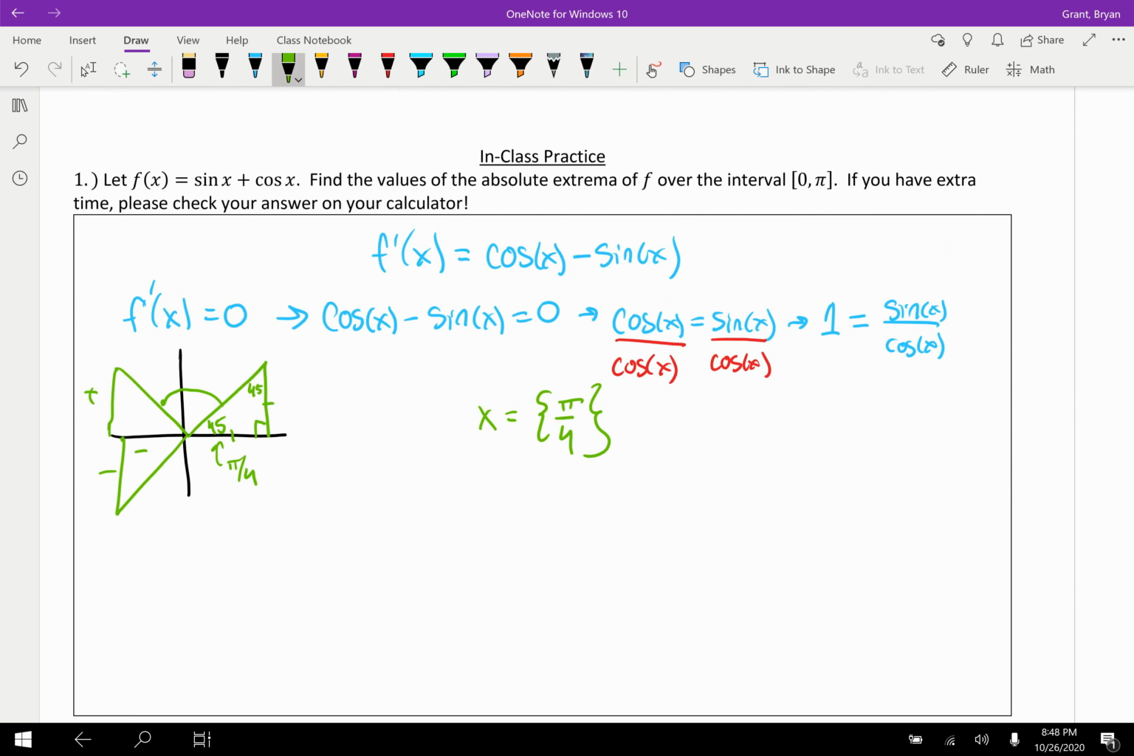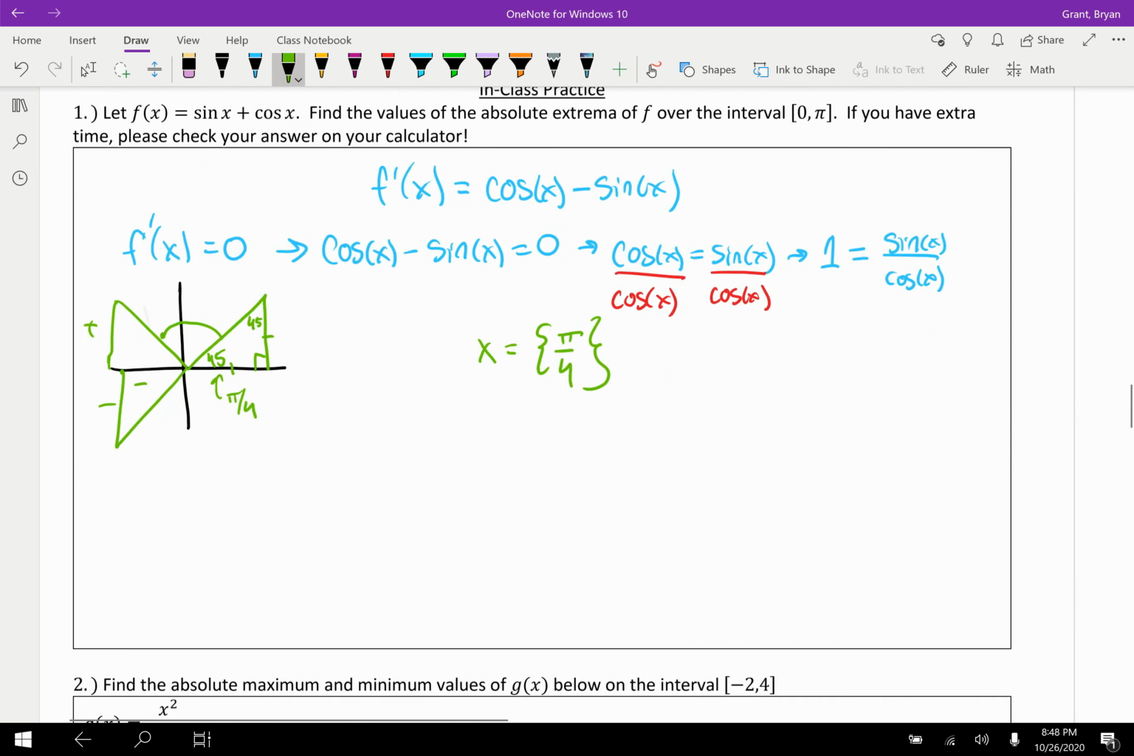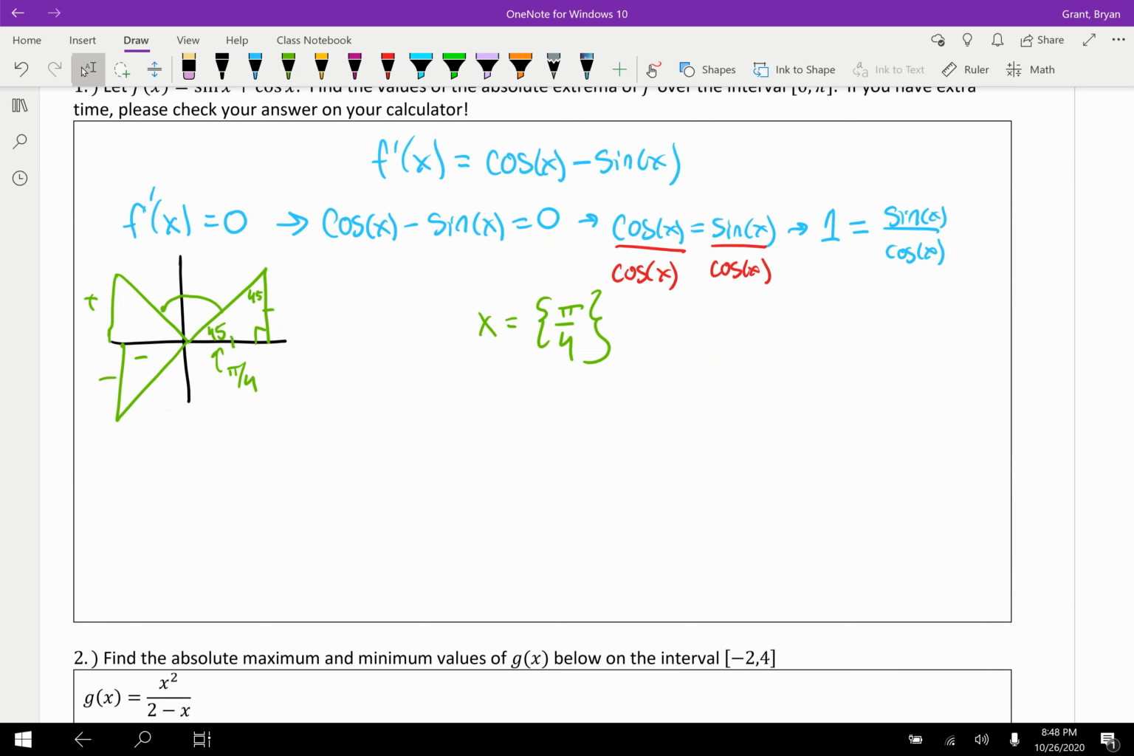So what does that mean? Well, it really means nothing to us so far, because once we found a critical point, we still don't know if that's an absolute max, absolute min, or neither. What we need to do at this point is set up our candidates test.